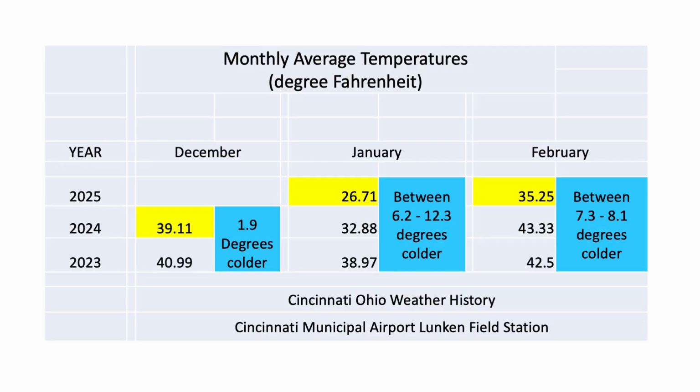And then we're looking at heating, because in January of 2025, the average temperature was 26.71 according to Lincoln's records, and the previous year it was 32.88, and 38 the year before. It was significantly colder in January of 2025. And in February, the last two years, 2023 and 2024, it was in the 40s, and we're just above freezing this year. Significantly colder over a long period of time, and that just adds up.